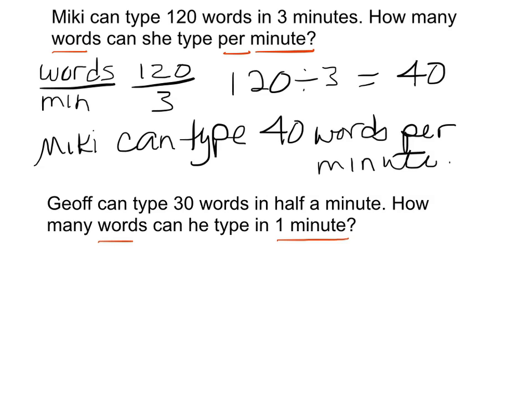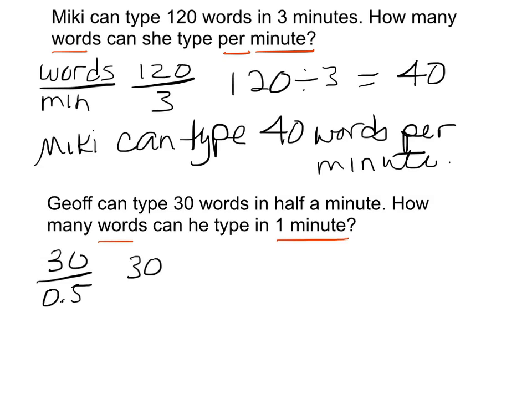All right, let's look at the second question. Jeff can type 30 words in half a minute. How many words can he type in 1 minute? Okay, so again, we're going to start with our ratio of words to minutes. And we have half a minute, so I'm going to write that as 0.5. Okay, order matters, words to minutes, 30 over 0.5.